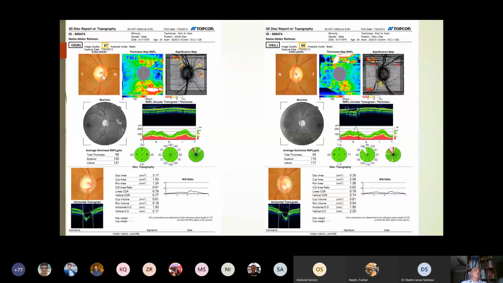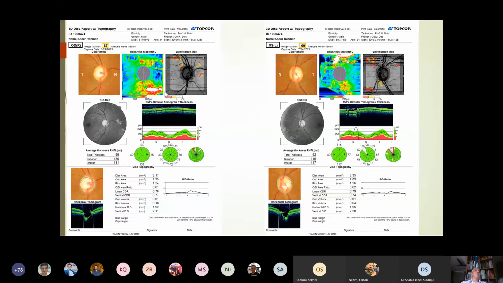So if we say that the cup to disc ratio is about 0.7, if we look at this vertical, it is 0.77, and this is similar if you look at the cup which has been identified. This is typical nasal shifting in this patient.